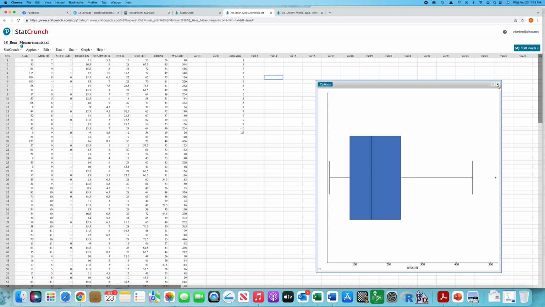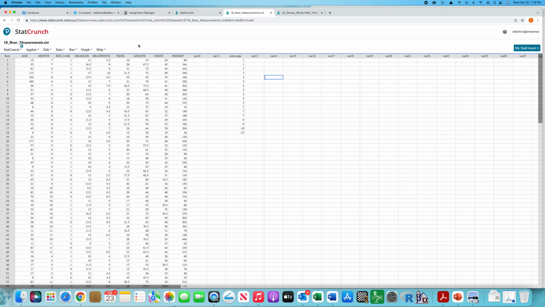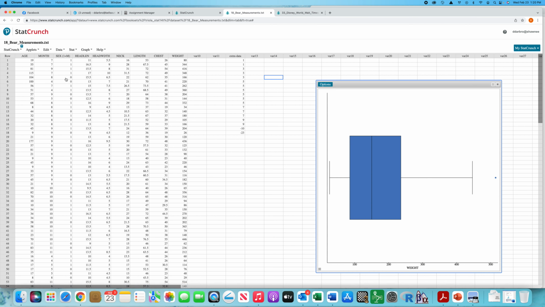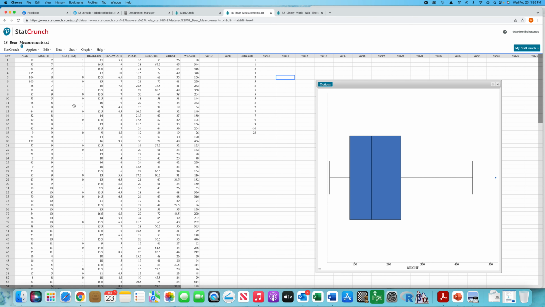All right, so what if I wanted to examine this over sex? It looks like they have the sex of the bears. Looks like one is male and, not really sure, one is male and 0 is female. Okay, so if I wanted to examine a box plot, we call this a side-by-side box plot.